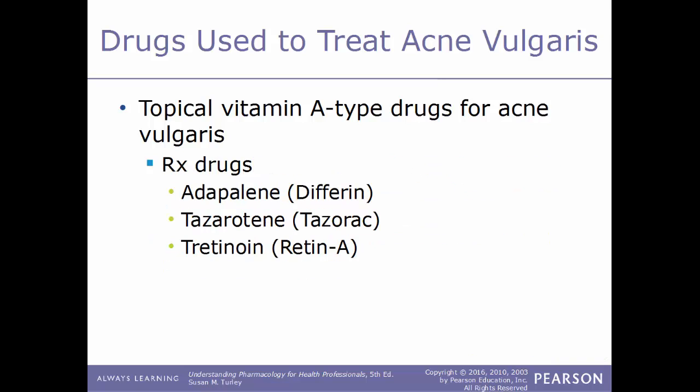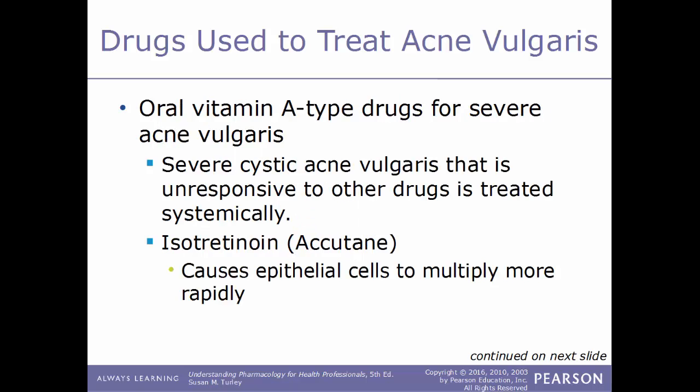Some examples of prescription drugs that fall in this category: adapalene, also known by its trade name Differin; tazarotene, known by its trade name Tazorac; and tretinoin, also known by its trade name Retin A. Now, oral vitamin A drugs can also be used for severe acne vulgaris. This is given for severe cystic acne vulgaris that is unresponsive to other drugs and is treated systemically. An example of this kind of drug would be isotretinoin, also known by the name Accutane.